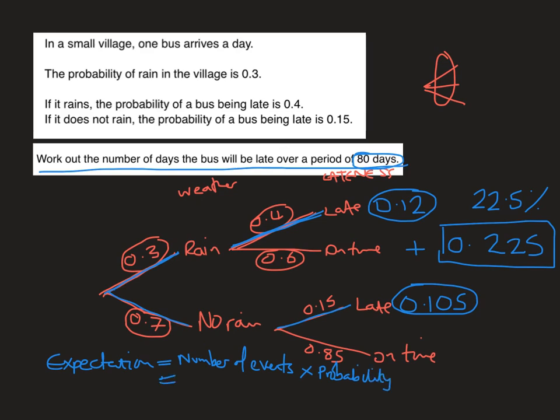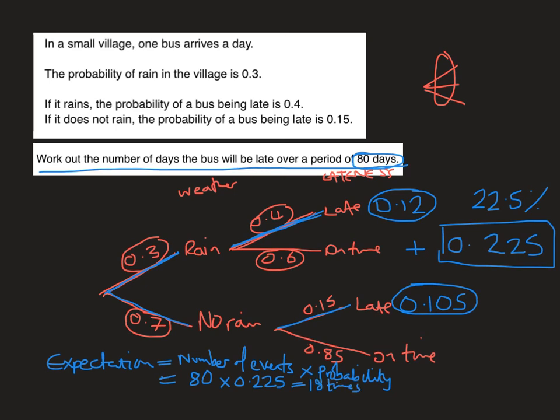So, for example, if flipping a coin, the probability of me getting a head is 0.5. So if I wanted to know how many heads I would expect if I flipped that coin 70 times, well, I would do 70 times 0.5, and I'd expect 35 heads to come up. I'm probably not going to get 35, but that's the expectation. Here, the number of events is 80 days. The probability of it being late is 0.225. So I would expect it to be late 18 times.